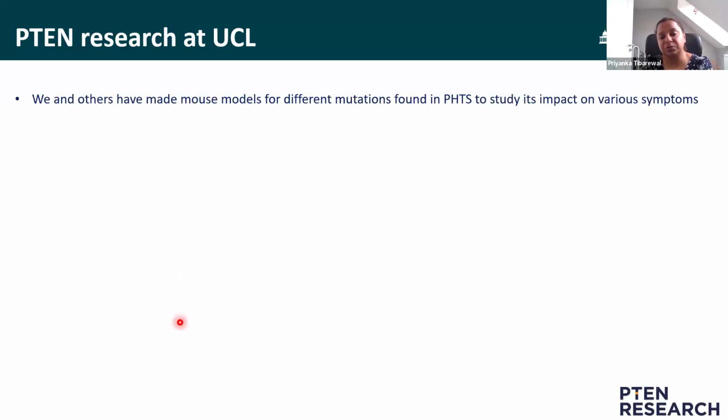So what we have done is we've made mouse models, and not just us, other research labs as well. We have made mouse models for the different mutations that are found in PHTS, and using those mouse models, we have studied their impact on the various symptoms. Eventually, the idea is that if we have a better understanding of why there's this variation, that will help us tailor treatments and care accordingly.